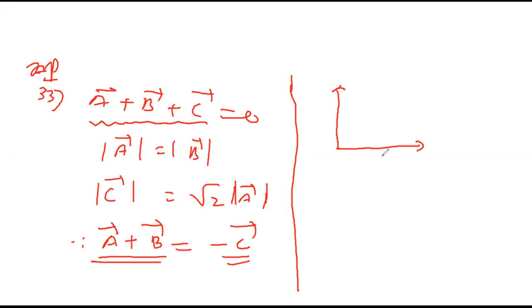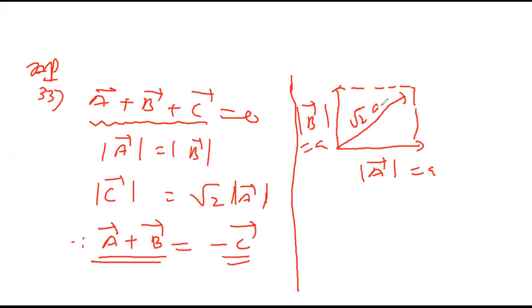Then only if this is A bar, this is B bar, both are of the same magnitude. Here this is root 2 times any one vector. Suppose this is A, this is A. If they are perpendicular, this is root 2 A. But C is not the sum, it is the difference. See, A bar plus B bar equals minus C bar. That means minus of A bar plus B bar will become C bar.